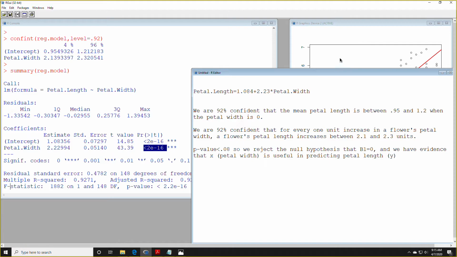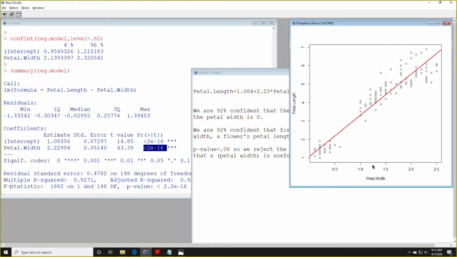For example, we might be interested in a flower with a petal width of 2. Of course our estimate is 5.5 or whatever, somewhere in here. But we might not just want an estimate, we might want the range of plausible values on the y-axis when we have a flower with a petal width of 2. So there's two ways to think about that.